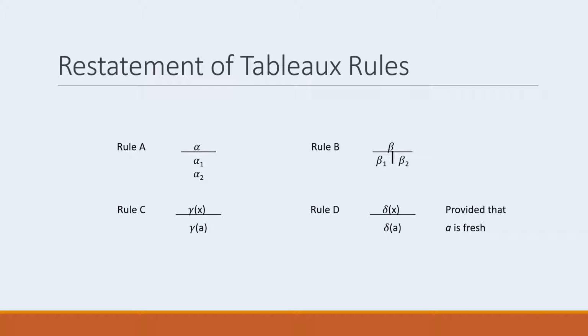A node alpha is succeeded immediately by alpha 1 and then by alpha 2. Rule B deals with beta statements. A beta is succeeded on the left by beta 1 and on the right by beta 2. Rule C deals with gamma statements. Gamma of x is succeeded by gamma of a, where a is any variable. And rule D for existential statements. Delta of x is succeeded by delta of a, where a is fresh.